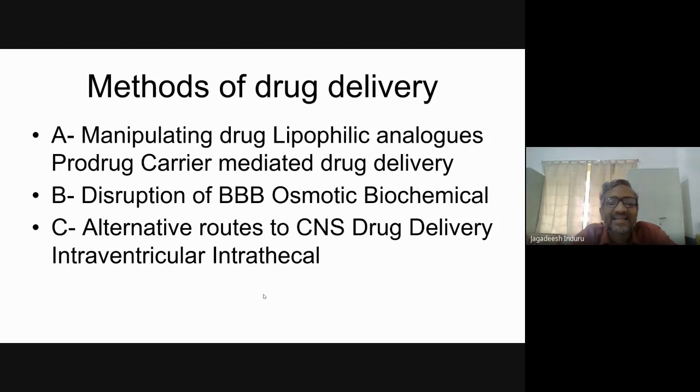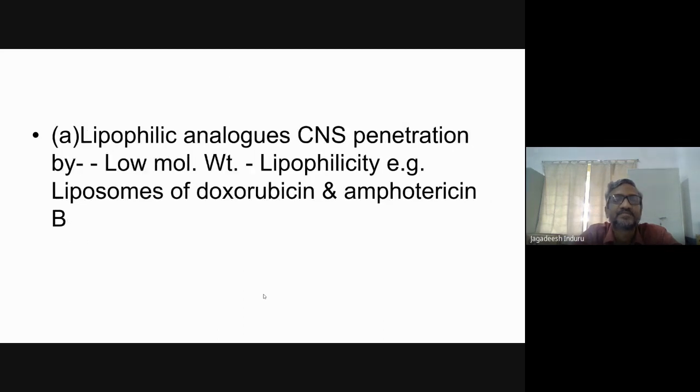And the third one is the alternate routes of CNS drug delivery, by the intraventricular and intrathecal routes, which we are going to explore. But it is required to simultaneously have some active targeting systems, like a ligand or receptor based mechanism, accompanying the third method.